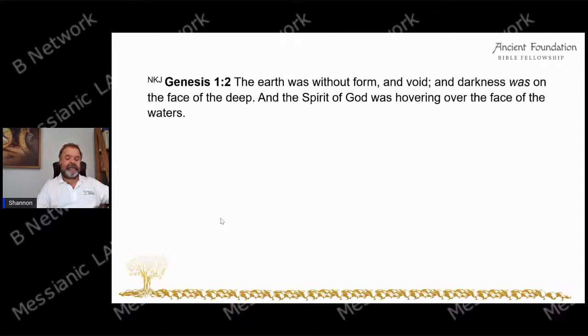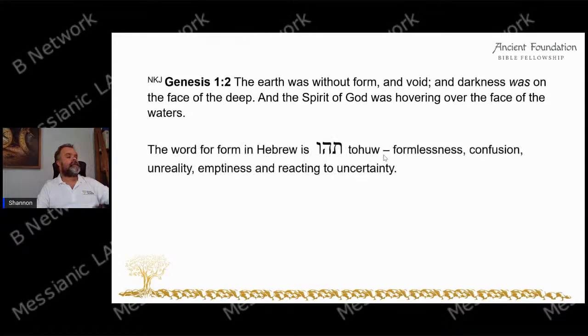So here we have the second verse in our Bibles. And what I want to reveal and show to you is some words that are related to this verse. So let's have a look. The Hebrew word for form. So we read the first part of this verse, the earth was without form, right?